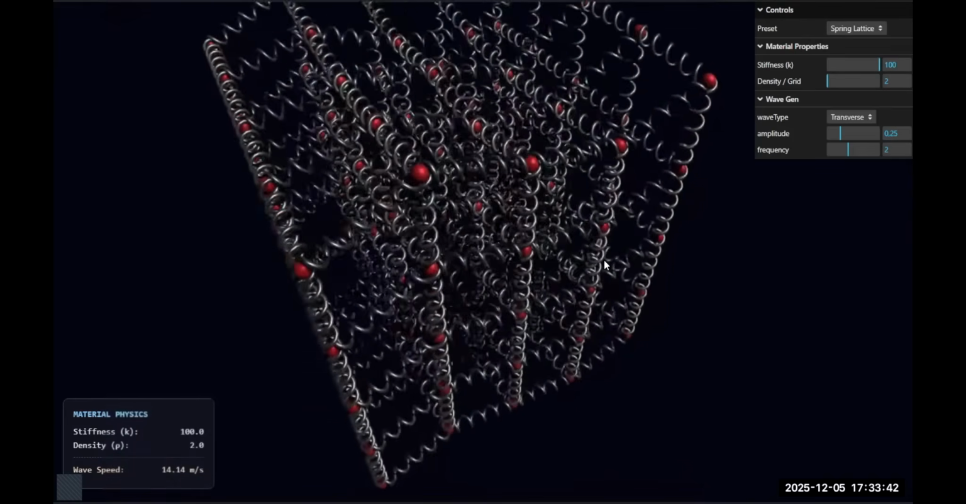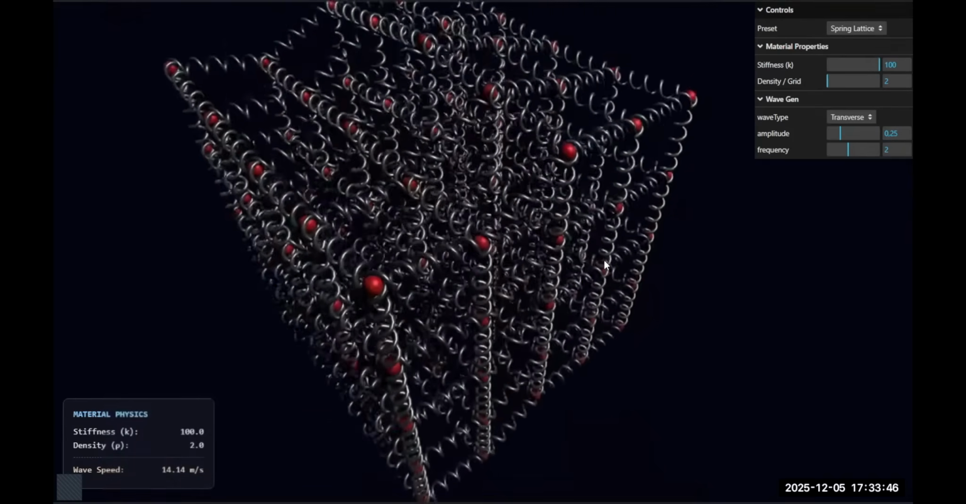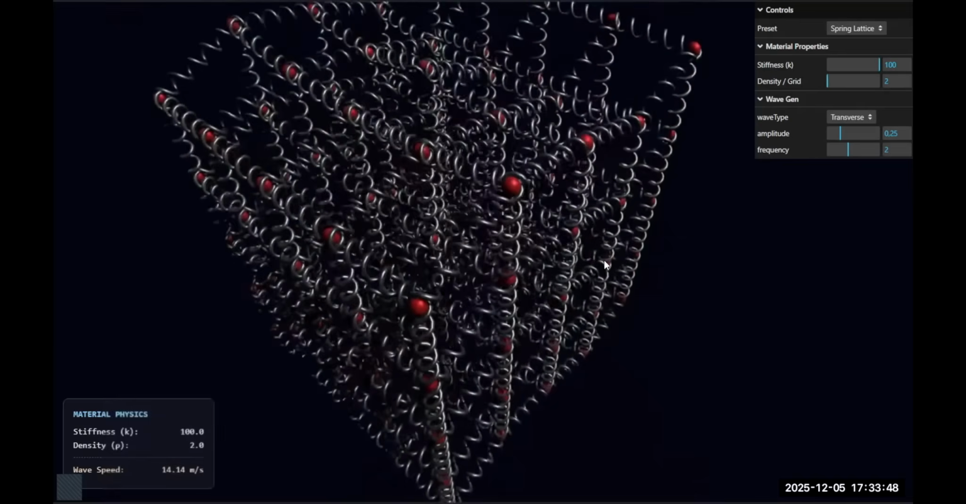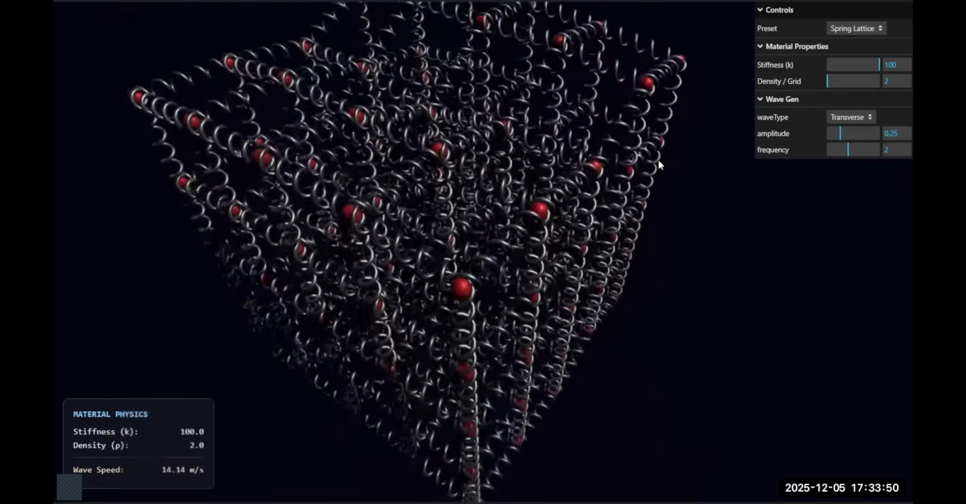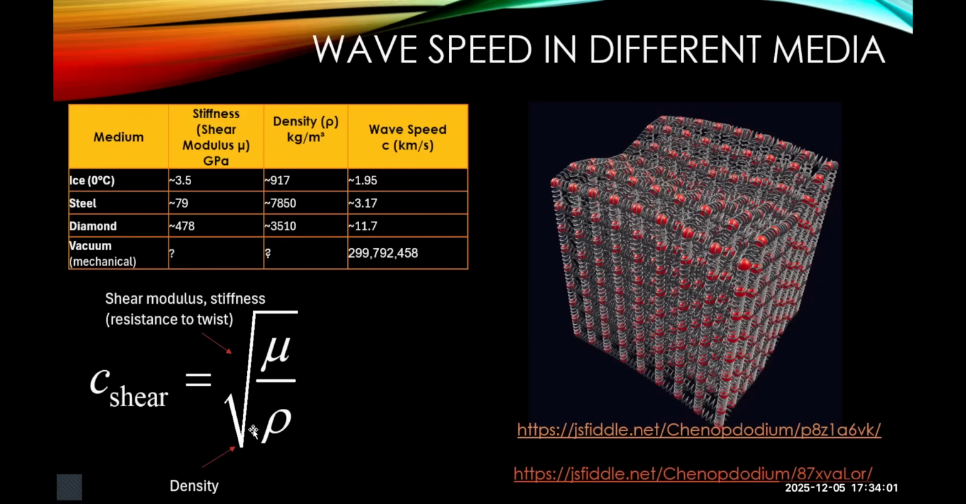Super fast, super stiff, and absolute. So we have to get the speed of light, which means it has to be really stiff and not very dense, right? So basically, the speed of a transverse wave is defined by that stiffness and the density. The denser, the slower; the stiffer, the faster. And that's pretty much all we have to do to explain special relativity.